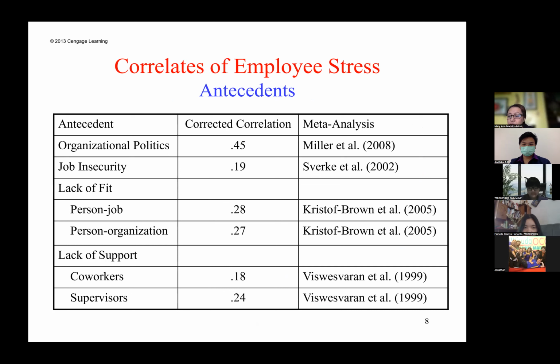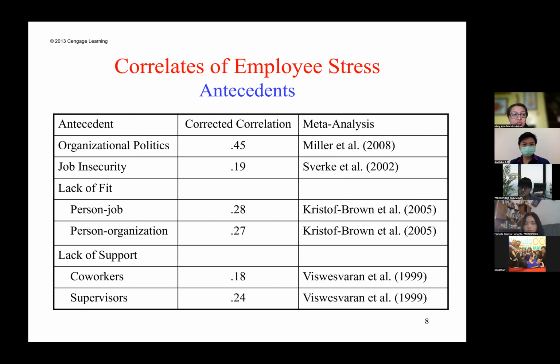Let's take a look at these studies compiled by Cengage Learning 2013 on the relationship of employee stress and occupational characteristics. Take note here, look at the organizational politics. It has the highest correlation at 0.45. This is by Miller et al., 2008. Truly, the distribution of power and authority and its effects on the behavior of employees are connected to stress.